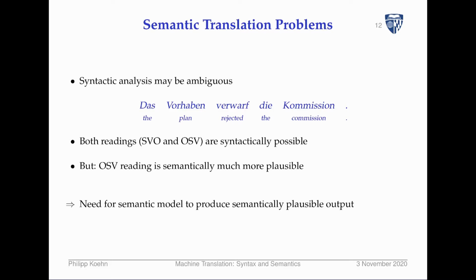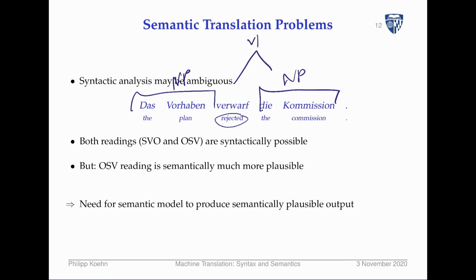So this is a German sentence, and if you do your syntactic analysis, you would say there's a noun phrase, the commission. This is another noun phrase, that's Vorhaben, the plan, and this means rejected. So the tree is pretty much, this is noun phrase, this is noun phrase, that's verb phrase, this is a sentence. But what does it actually mean?